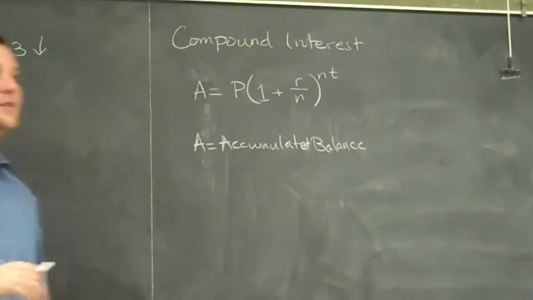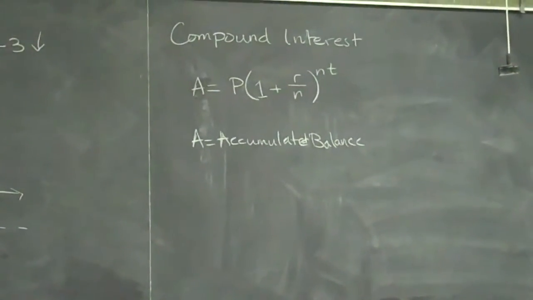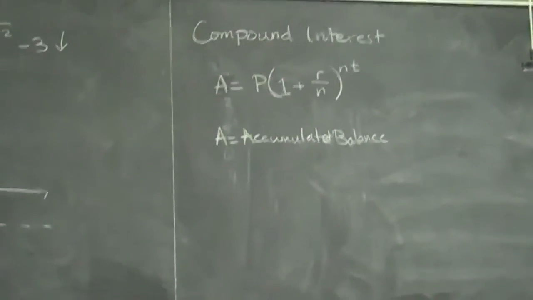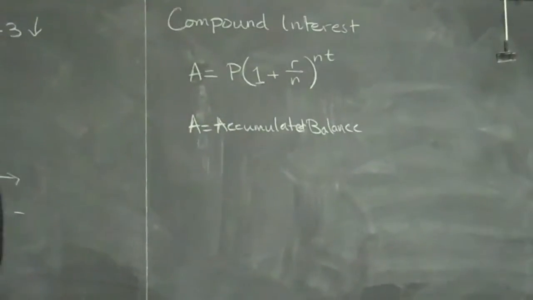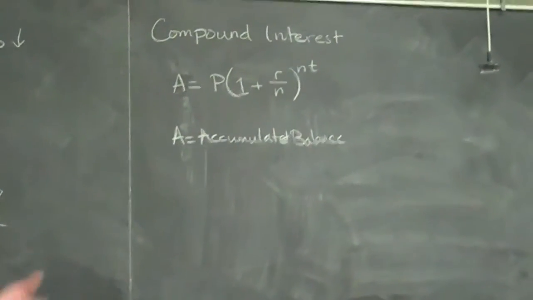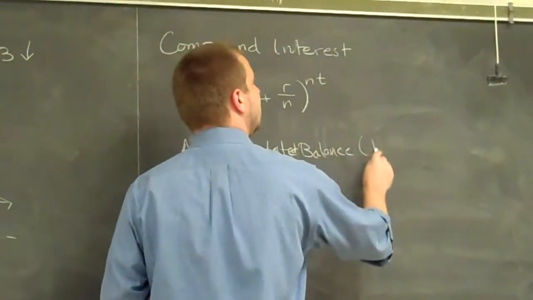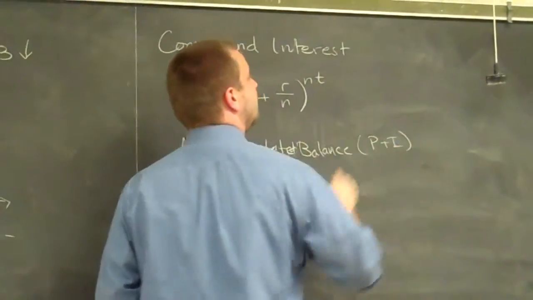The accumulated balance is the initial amount of the loan, the lending of money. That's the principal. We'll get to that in a second. Plus however much interest has been accrued on that. So I'm going to say roughly that's P plus I. Principal plus interest.